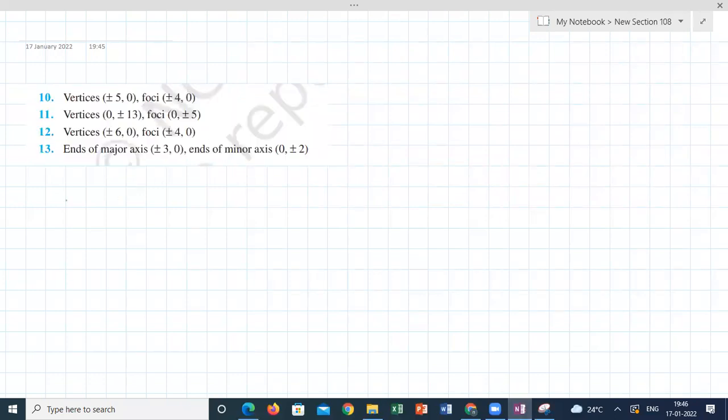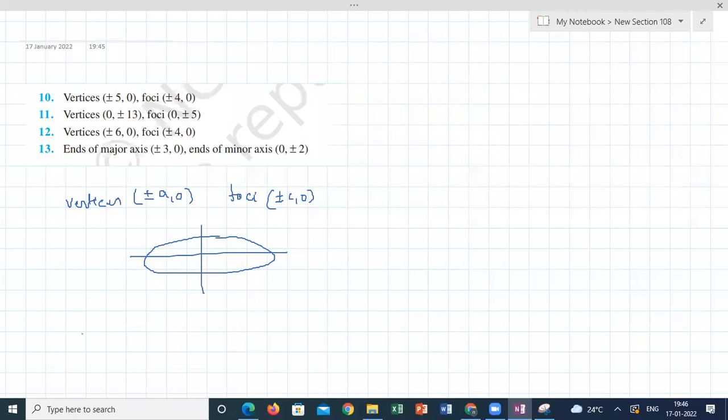So they gave vertices plus or minus a comma 0 and foci plus or minus c comma 0. It looks like this, so the ellipse is like this. So x²/a² + y²/b² is the equation of the ellipse, where a is equal to 5, b is unknown, and c is equal to 4. What is the relation between a, b, c? a² = b² + c².